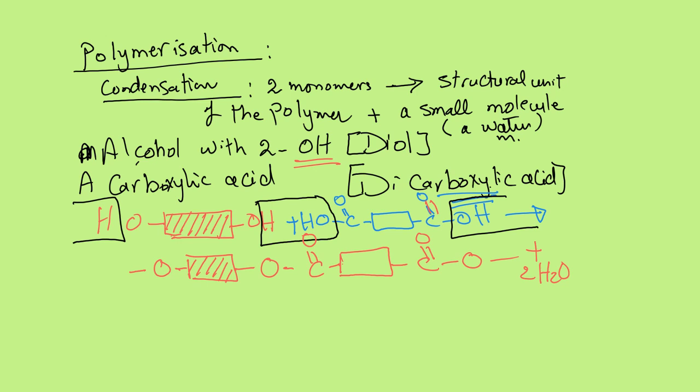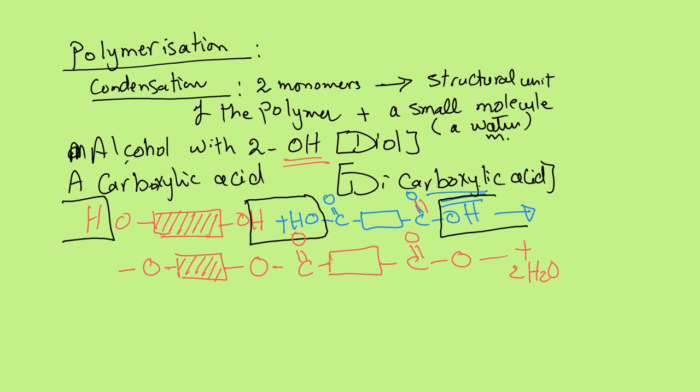Okay, so let's repeat it again. Condensation is a reaction between two monomers to form a polymer or a structural unit of a polymer. It's not a polymer, just a structural unit. And a small molecule will be given out, like a water molecule. We give an example for this: a reaction between an alcohol with two hydroxyl groups, which we call a diol, with a carboxylic acid with two carboxylic acid groups. We remove the water molecule, but remember, we remove the OH from the acid and the H from the alcohol, and you will now form the structural unit of the ester.